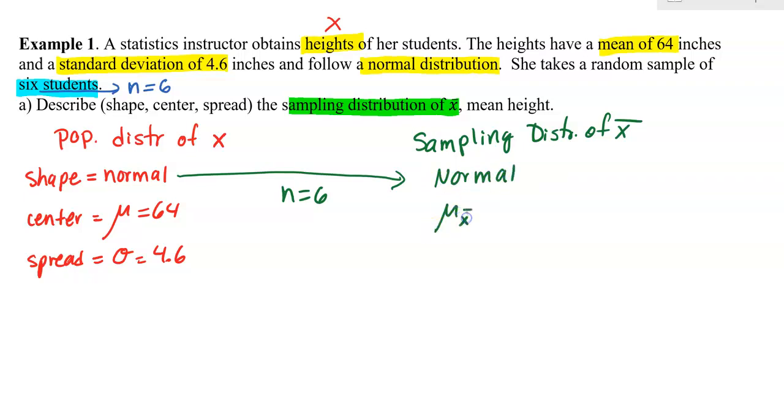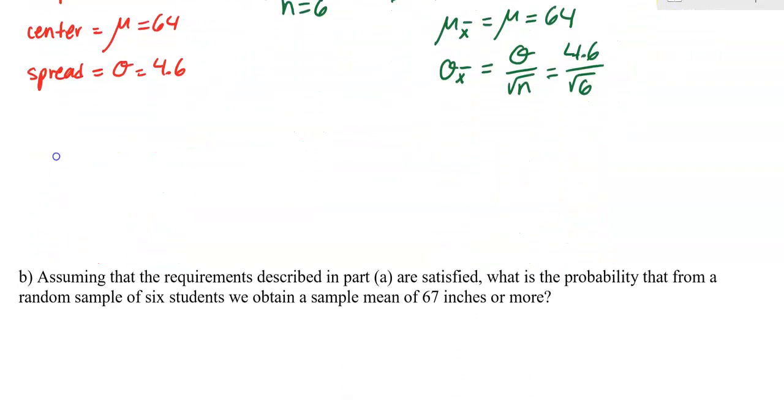Its mean of x bar is the same as that of the population, which is going to be 64. And the standard deviation of x bar is the standard deviation of the population divided by the square root of n. So it's then 4.6 divided by the square root of 6. And I'm going to leave that in an exact form instead of having to round. And so this would be the answer. Sampling distribution for x bar is normal, mean of 64, standard deviation of 4.6 divided by square root of 6. That's it for part A. Let's look at part B.